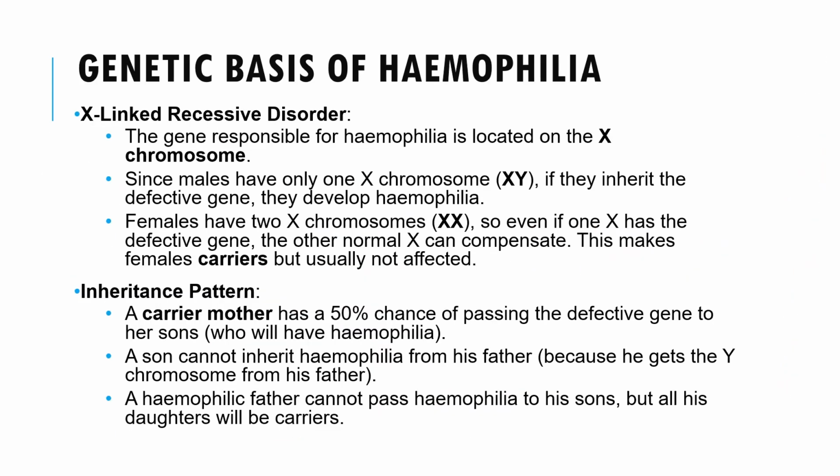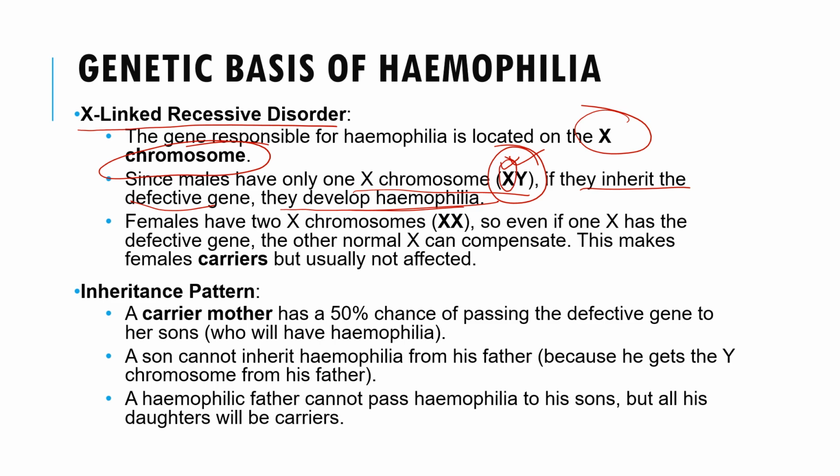Now we move on to the genetic basis of hemophilia. We have already said that it is an X-linked recessive disorder. It means that the gene responsible for hemophilia is always on the X chromosome. Since males have only one X chromosome, XY, if they inherit a defective gene, they develop hemophilia. The gene is always present on the X chromosome, and the male has only one X chromosome, so if he inherits the defective one, he will develop hemophilia.